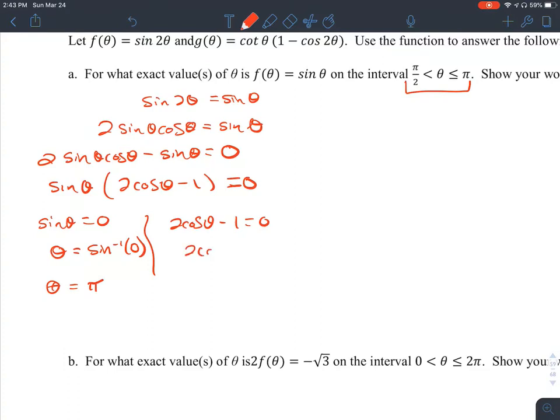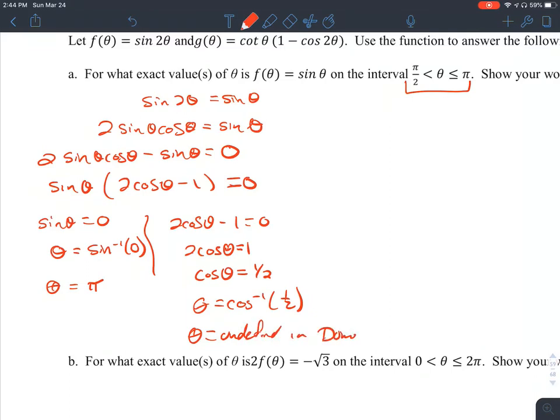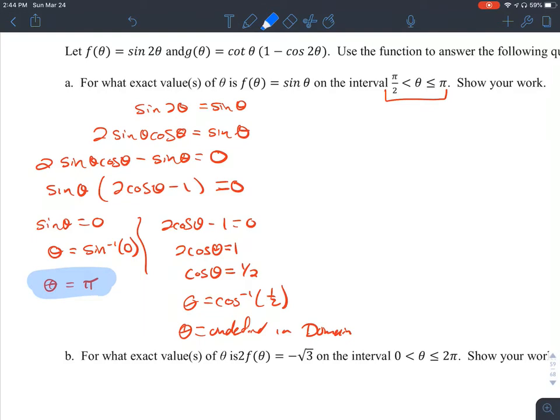Solving the second equation, I'm going to get 2 times cosine of theta is 1. Cosine of theta is a half. Cosine of theta is a half, positive in quadrants 1 and 4. Therefore, cosine inverse of a half is undefined in the domain that we are given. There is no theta value where cosine is going to be positive in quadrant 2. So that's undefined for that. So our answer for this is just pi.